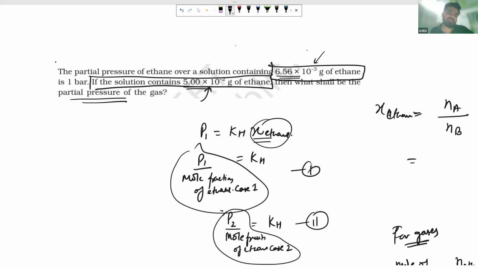The partial pressure of ethane over a solution contains this value. This is the weight, in grams. The given mass of ethane is 1 bar. It is given to you as pressure. If the solution contains more ethane, meaning more ethane is added, then what will be the partial pressure of the gas? According to Henry's law, we studied that the partial pressure of a gas is directly proportional to the mole fraction. Is that clear? We just learned this in the previous class.